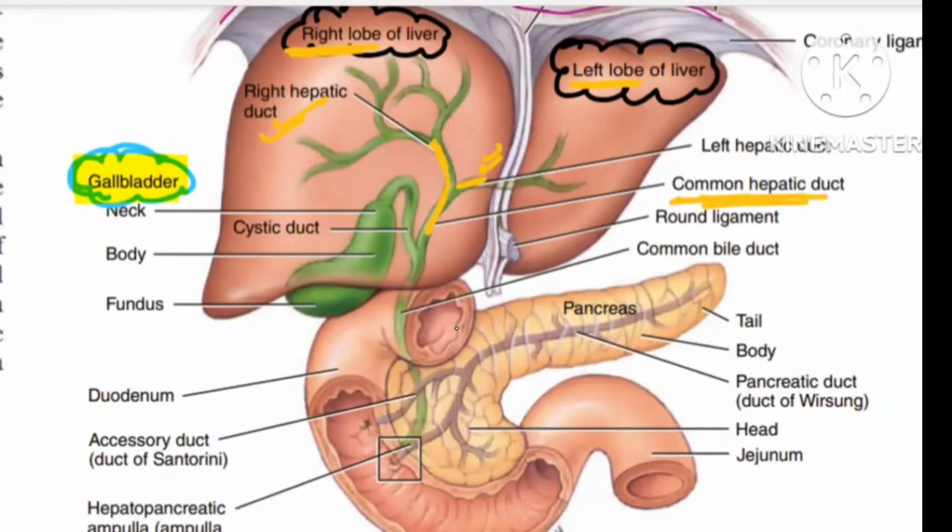So please remember, a question can be asked where the bile is stored. So bile, which is secreted by hepatic cells, is stored and concentrated in the gallbladder.